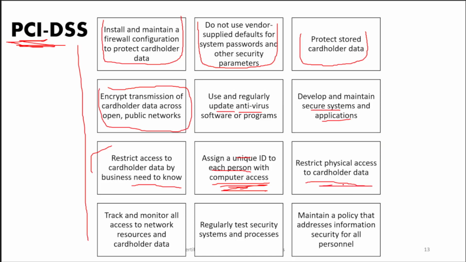Restrict physical access. So it is not only digital access, but also physical, like access control and physical security, and so on. Do monitoring. Test the security through vulnerability assessment, penetration testing, and so on. Maintain a policy, or establish a security policy that manages the security of the organization. These are the 12 requirements of PCI.